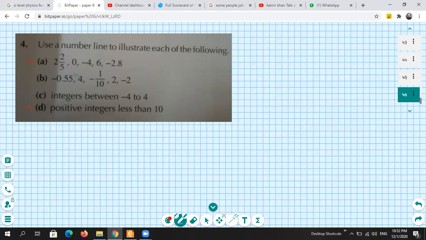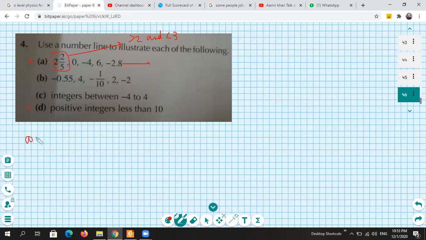In part A, you can see that the numbers are 2 whole 2 over 5, which means this number is greater than 2 and less than 3. The other numbers are 0, negative 4, 6, and negative 2.8. Negative 2.8 should be between negative 3 and negative 2. So I'm doing this part first.